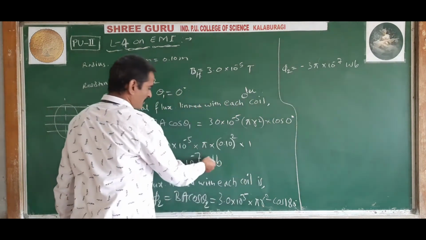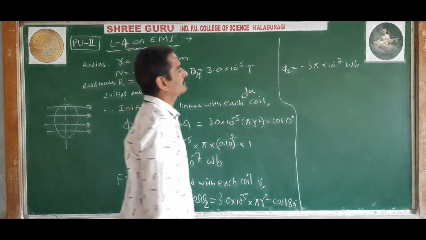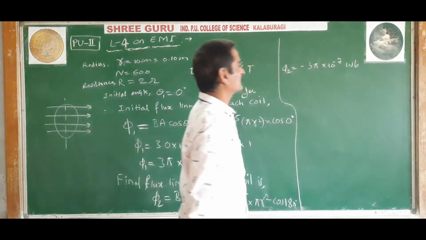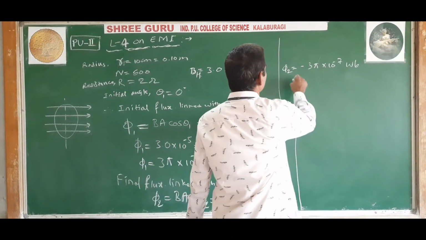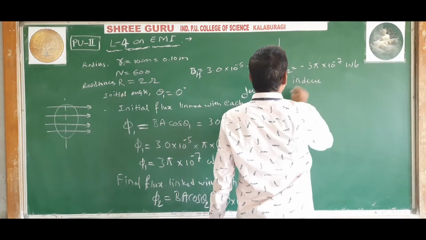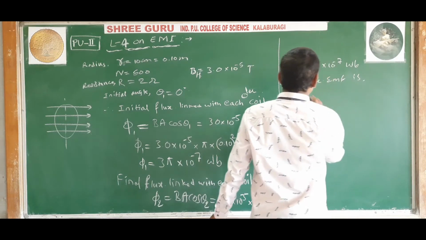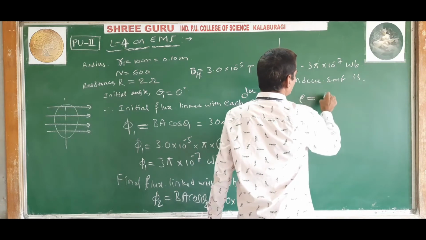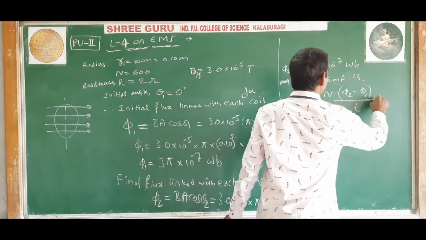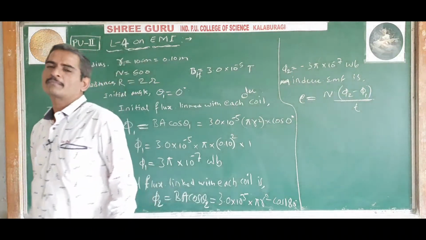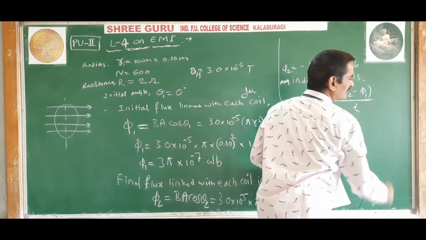So pi r square is the same value, and all the remaining things are the same. So you can directly write the value, minus 3 pi into 10 to the power minus 7 Weber. Okay. So now the magnitude of induced EMF is, so E is equal to N times phi 2 minus phi 1 divided by T. You can write d phi by dt. D phi is nothing but the change in magnetic flux, phi 2 minus phi 1, divided by the time taken T.